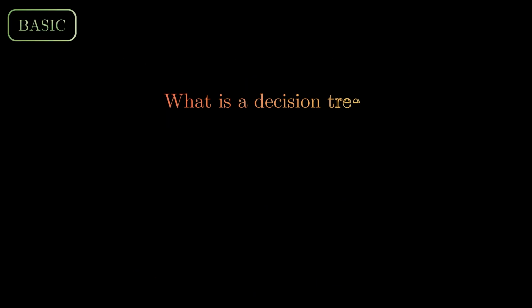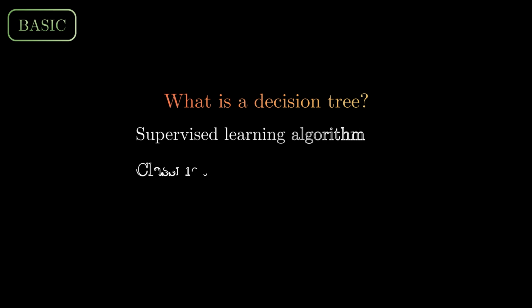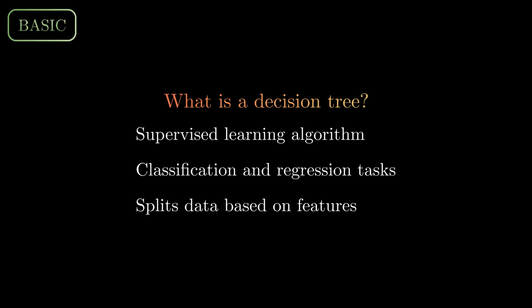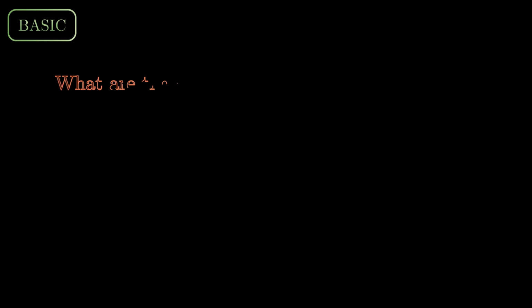Let's start with something simple. What is a decision tree? A decision tree is a supervised learning algorithm that can be used for both classification and regression tasks. It works by recursively splitting the dataset based on features, creating a tree-like structure where internal nodes represent features being used for the split, branches represent the conditions for each split, and leaf nodes represent the final predictions or decisions.